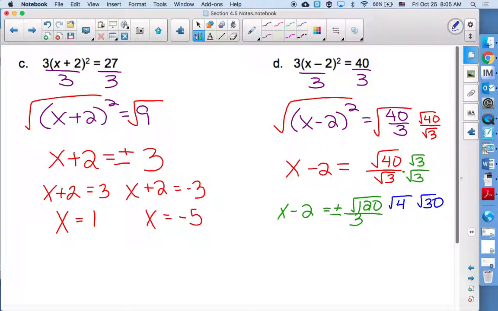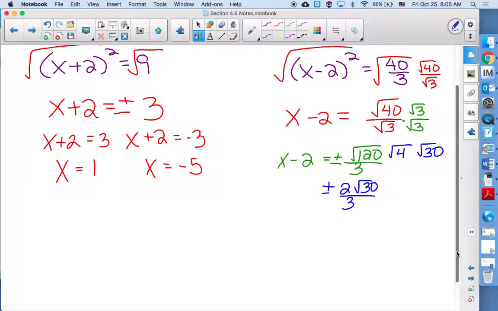So the square root of 4 becomes? Nice. So 2 square root of 30 divided by 3. And then Peter, in the same step, let's get that 2 to the other side. So x would be equal to? Perfect. It's an ugly looking answer. Doesn't look pretty like the other one.